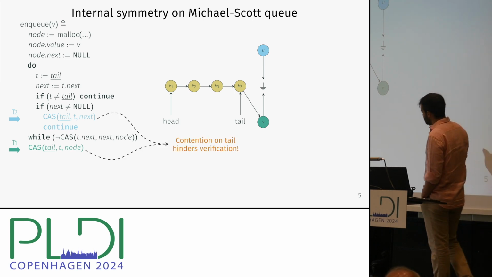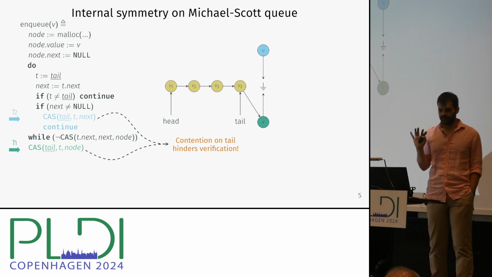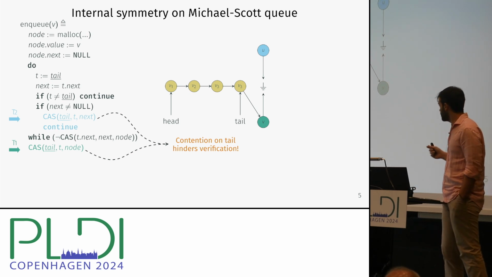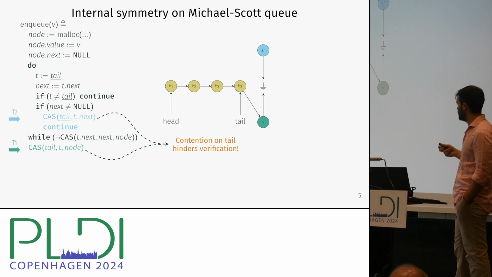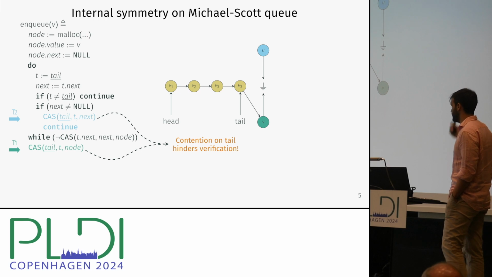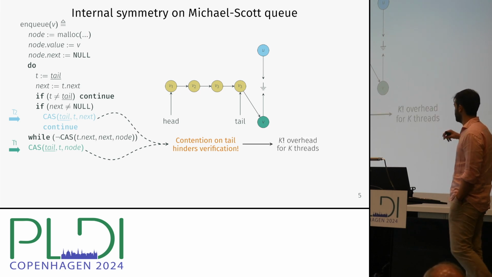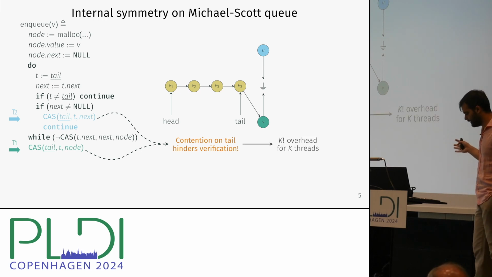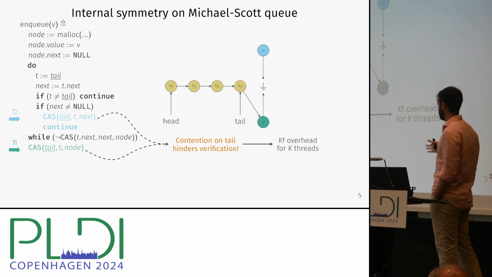And now this is a bit problematic in terms of verification because we have contention. And so this contention on tail hinders verification. Right? And you can take my word for it, if we have k threads, this will create a k factorial overhead.